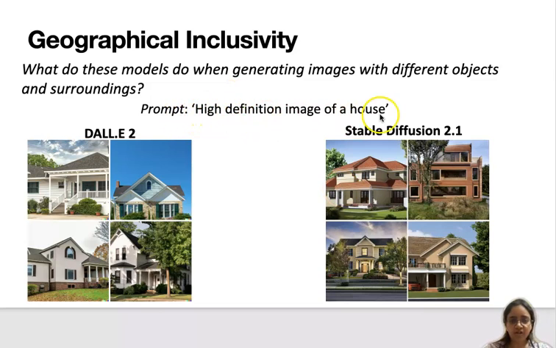As an example, we can look at this prompt, high definition image of a house, and we want to see that given these two popular models, DALL-E 2 and Stable Diffusion, what do the contents of the generated images depict? Are the houses over-representing the houses from certain parts of the world? Or in other words, are they under-representing certain parts of the world?